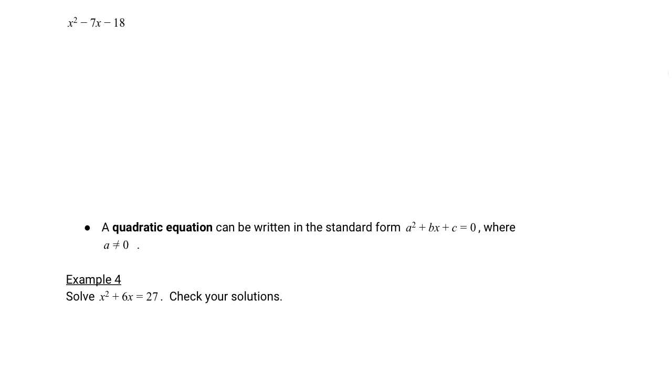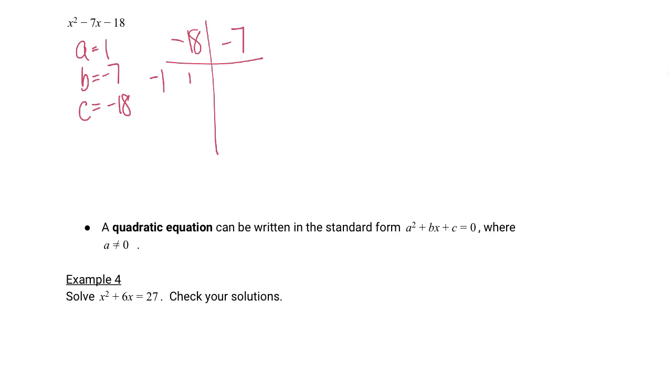Is it in standard form? Yes, it is. All right. Here we go. Let's do A is 1, make our list. B is negative 7. C is negative 18. Making a table. A times C is negative 18. B is negative 7.